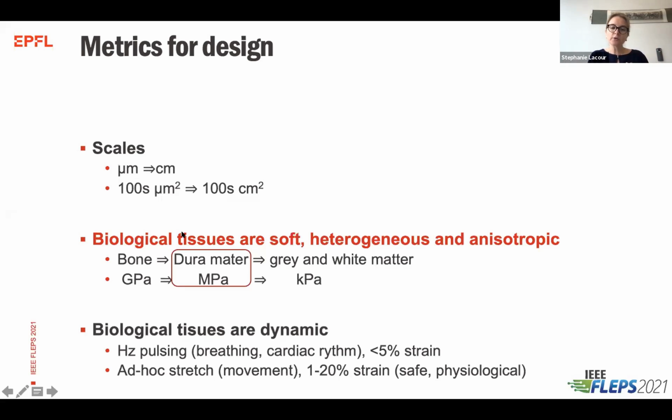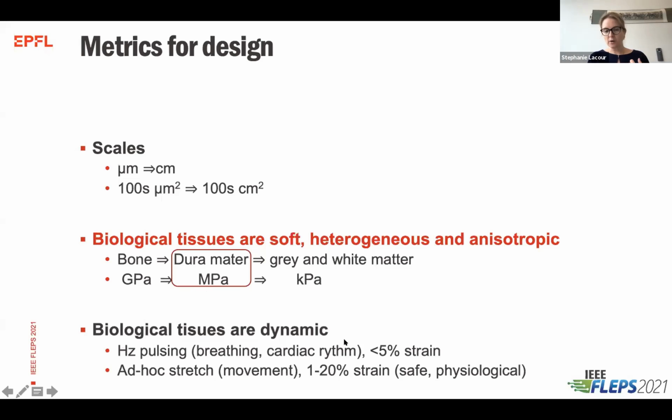And then if we want to match the mechanical properties, what we found is that for the cortex, it's good to go to material that will match the dura mater, so the meninges that are sitting at the surface of the cortex. And it turns out that it has an elastic modulus that is quite similar to some of the silicone that we have at hand and use regularly for microfabrication. But the other important metric is that the brain is constantly moving.